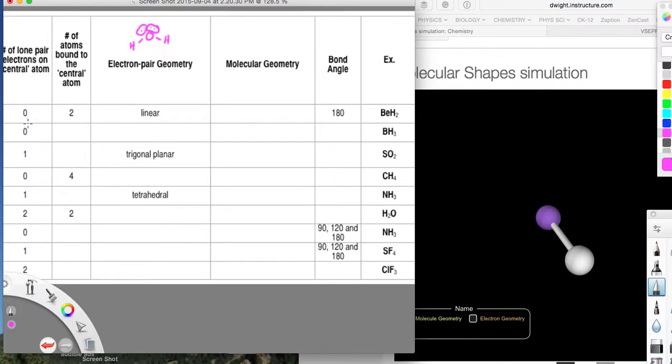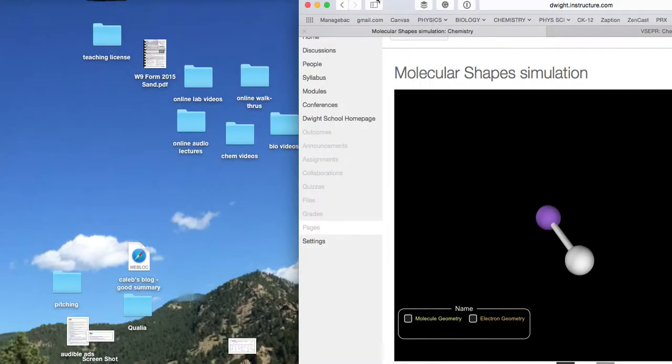Here, there are no lone pairs on the central atom, and there's the number of atoms that are bound to the central atom. If there are 2, then it says the electron pair geometry is something we call linear. And the molecular geometry is left blank. The bond angle, it says, is 180 degrees, and here's an example, BeH2. So let's go back over to this little simulation.